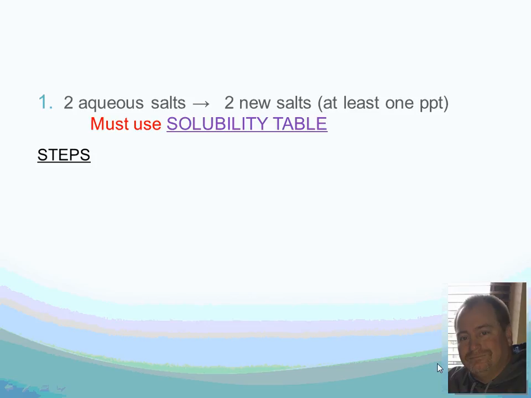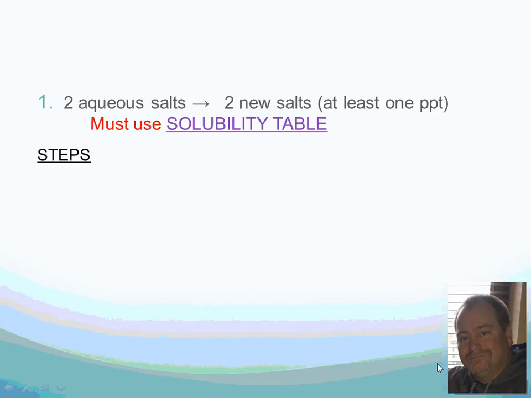The very first one is the more challenging of all the double replacements. It's when we have two aqueous salts. Let's think, what is a salt? By definition, something that is ionically bonded together is a salt. What does aqueous mean? It's dissolved in water. So an aqueous salt would be a salt that is dissolved in water.